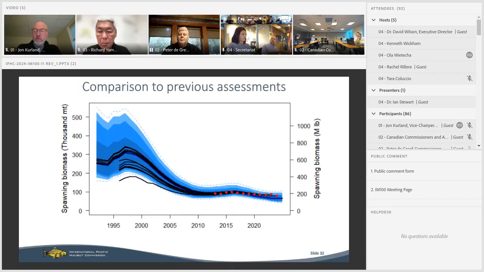Now, this graphic shows you a retrospective comparison across recent stock assessments. Each of the red points is the terminal year result of each of the most recent stock assessments, going all the way back to the 2012 stock assessment. The blue banding is the uncertainty interval associated with this year's stock assessment, and the dark blue line is the point estimate from this year's stock assessment.